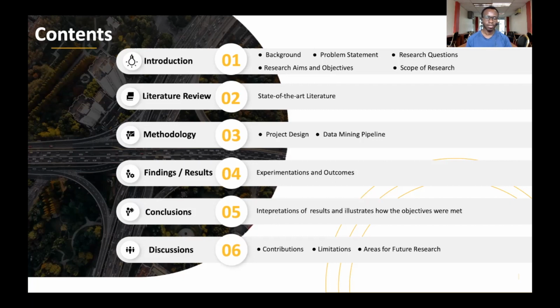It looks at 3 different aspects: contributions, which are literally just the significance of the findings, limitations of this study, as well as areas of future research. So what was found, or what would have been done better within the context of this project. All these are articulated in this 6th chapter.